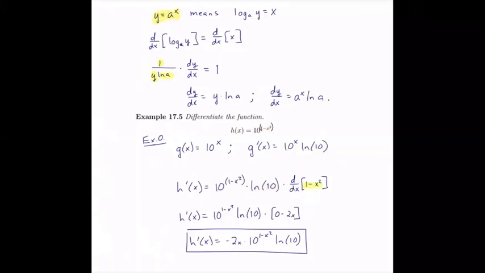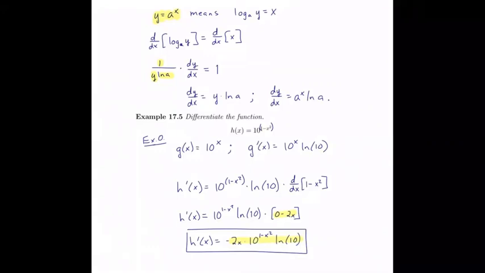The derivative of 1 minus x squared with respect to x is 0 minus 2x. And this is just along for the ride, of course. And then that's negative 2x times 10 to the 1 minus x squared natural log 10. All together, there's our expression.